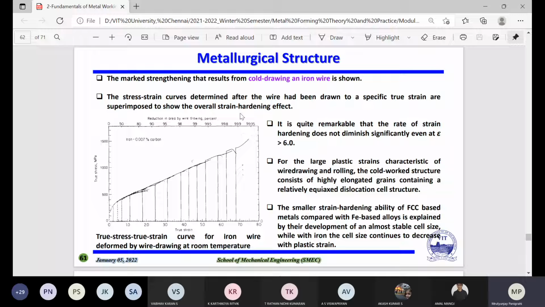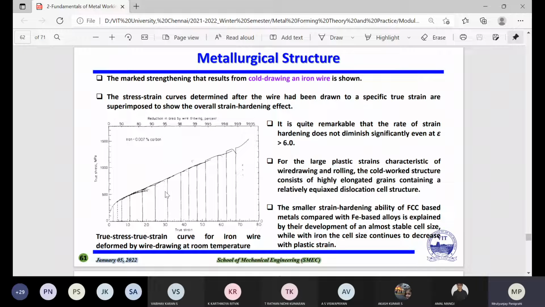Here it is mentioned that the stress-strain curves determined after the wire had been drawn to a specific true strain are superimposed to show the overall strain hardening effect. From here you have to correlate with the strain hardening effect we have already studied. You can also see in the upper part the reduction in area by wire drawing percentage, because this is also related to the area. For example, stress is force per area, how much force you are giving with respect to some area.